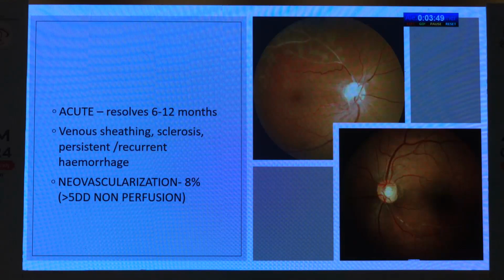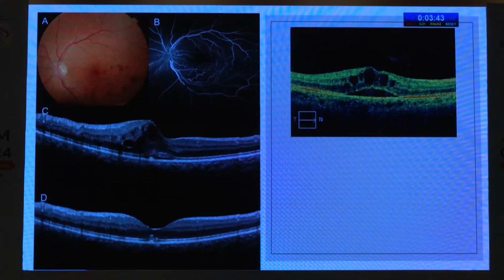Neovascularization, 8% is seen if there is more than 5 disc diopters of non-perfusion. So these are a few images. Here is a fundus photograph, and here is an OCT image showing cystoid changes, macular edema.